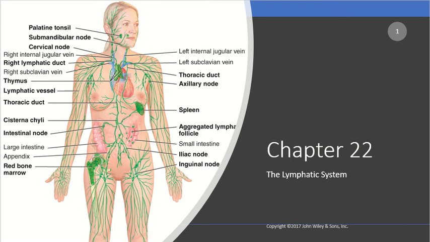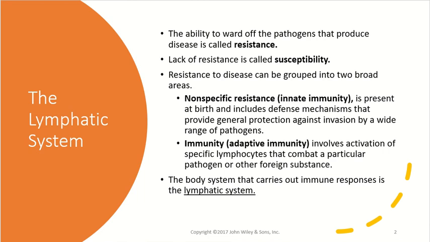Today we're discussing Chapter 22, covering the lymphatic system. The ability to ward off pathogens, anything that causes a disease, is called resistance. The lack of resistance, an inability to ward off disease, is called susceptibility. Resistance to a disease can be grouped into two broad areas. We've got non-specific resistance, also called innate immunity, and we've got immunity, also called adaptive immunity.